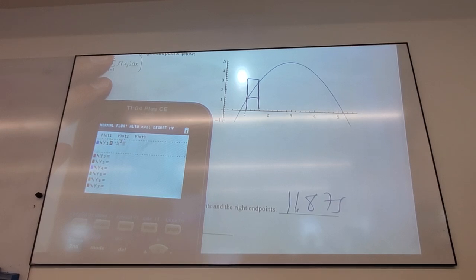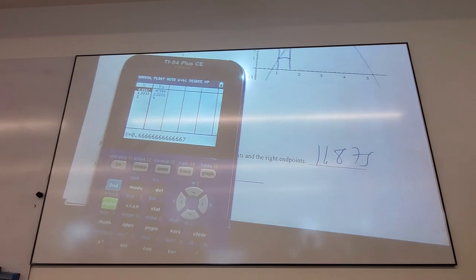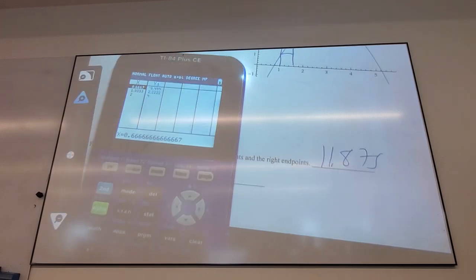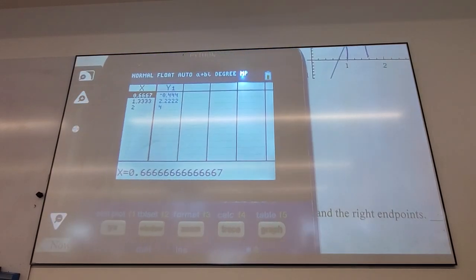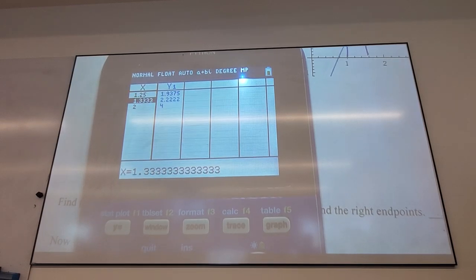If I put this in, and then I go to my table and set my table, and then I put in here 1.25, 1.75, 2.25, 3.25, 3.75, bam! Does that look right?